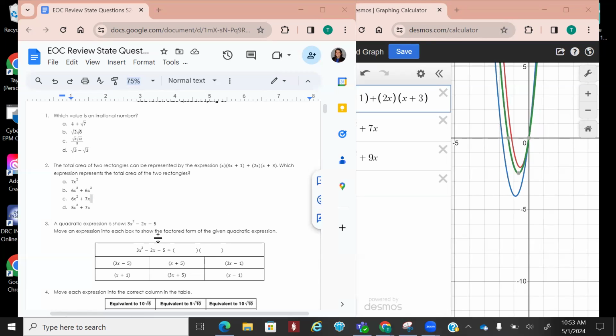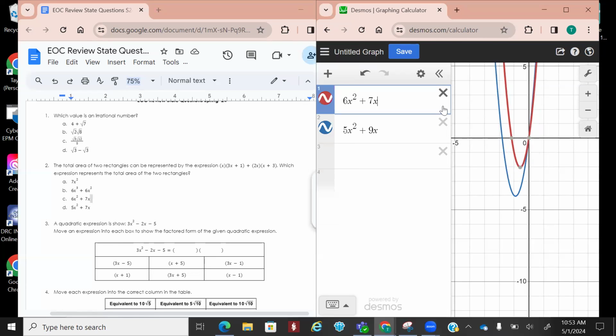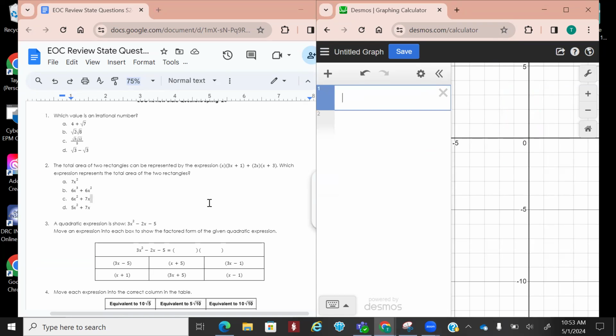On the next one, it says a quadratic expression is shown. And you need to write this out in factored form. A reminder, when you do factored form, you're going to take your a times c, which is -15, and b is -2. What 2 numbers can I multiply together to get me -15, but add together to get me -2? 3 and -5, right? Now, since your a term is bigger than 1, you can use the slip and slide method, or you can put it in the box.